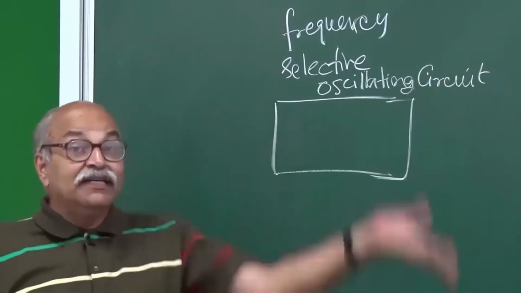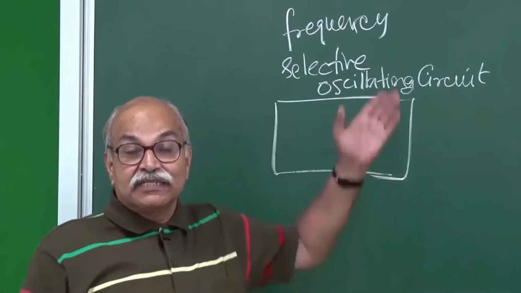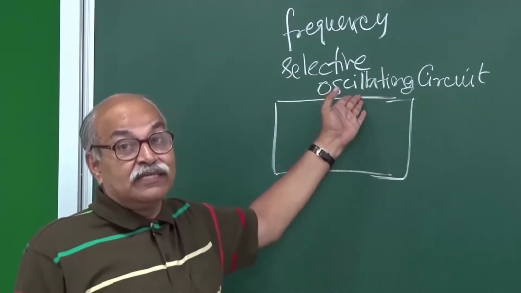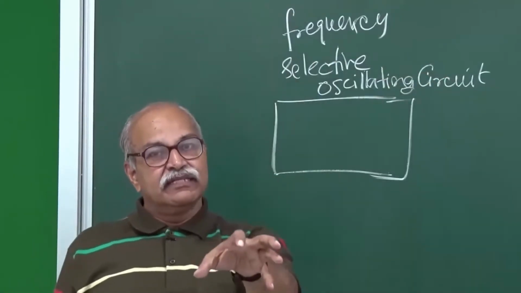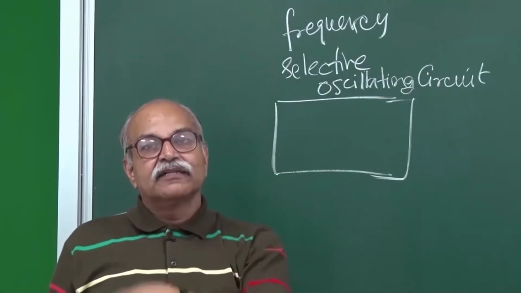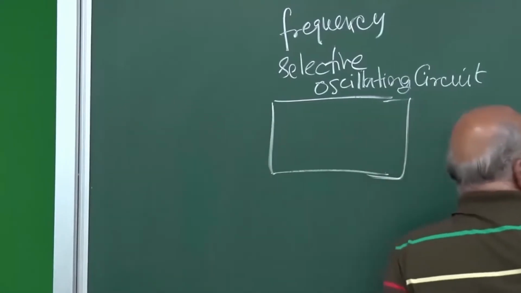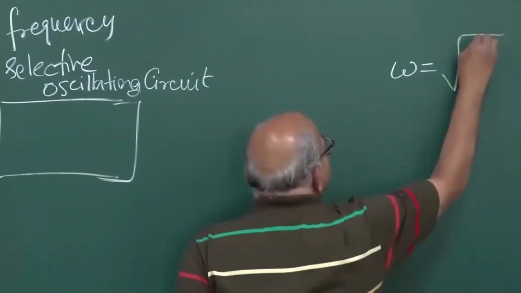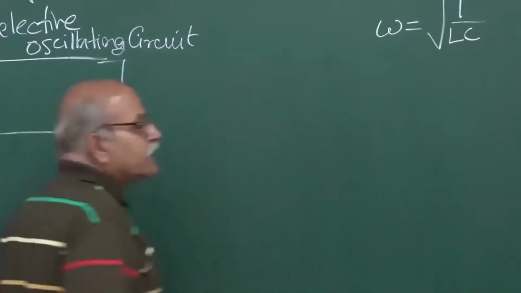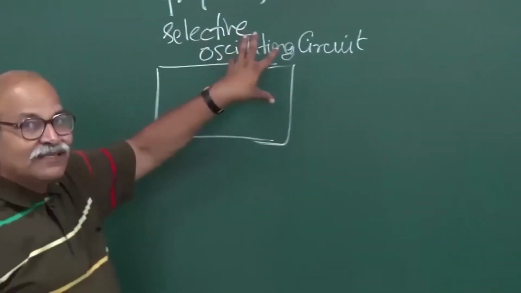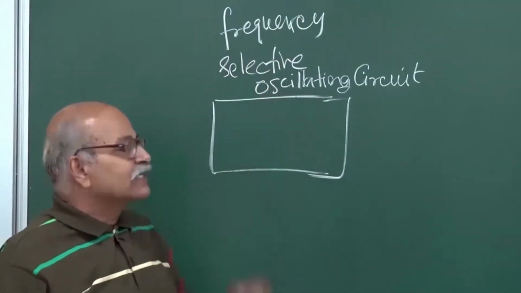Because we are not providing any frequency from outside, we only have batteries, and therefore this system must decide its own frequency. Like in our LC circuit, if I put certain millihenries of inductance and certain microfarads of capacitance, then the circuit has a fixed angular frequency. So there is a particular frequency at which it will oscillate. Therefore, you need this frequency selective oscillating circuit.